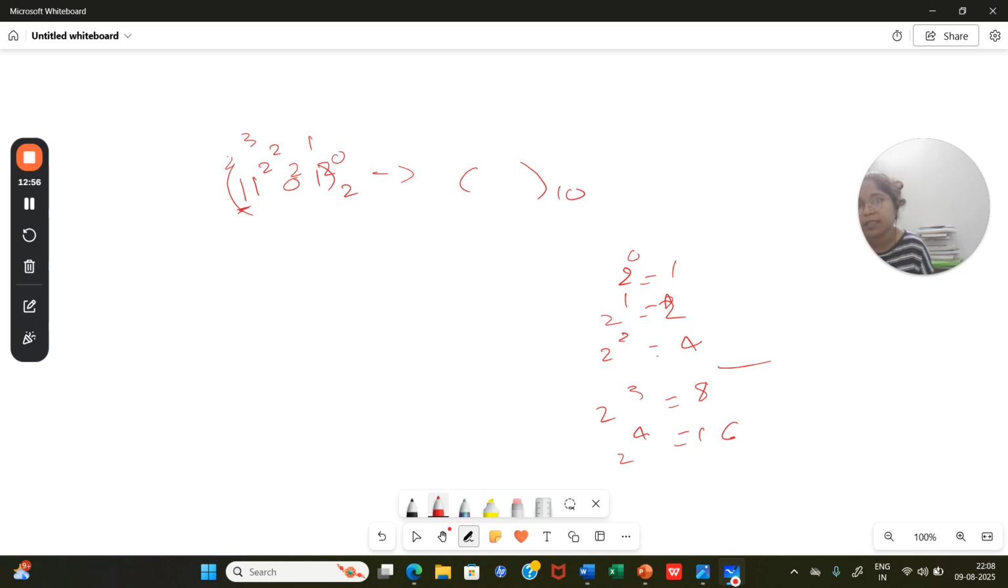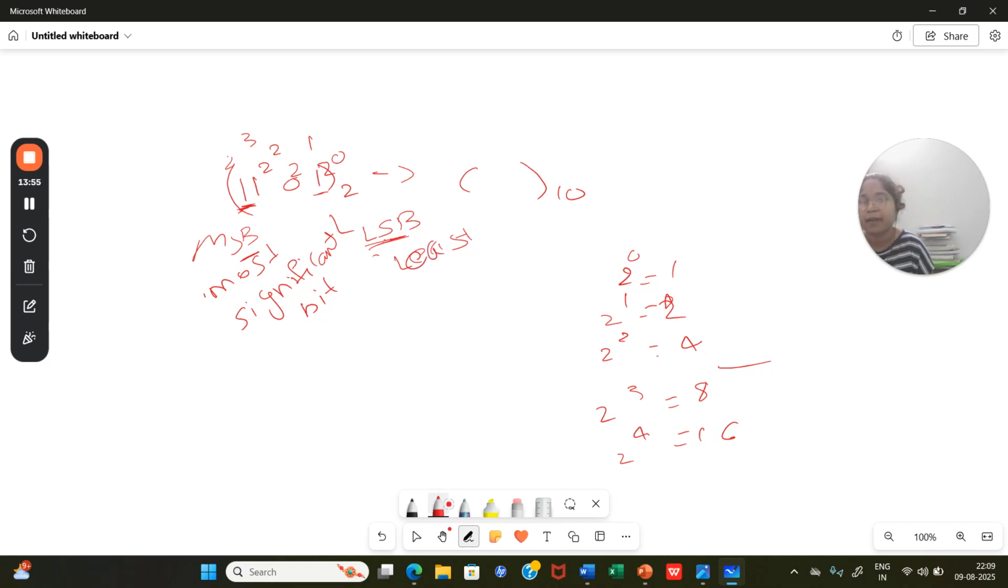From this side, this bit we are going to call the MSB, and this right side bit we are going to call the LSB. Most significant bit and least significant bit. Okay. This is the most significant bit, and this is the least significant bit. So this is the LSB.